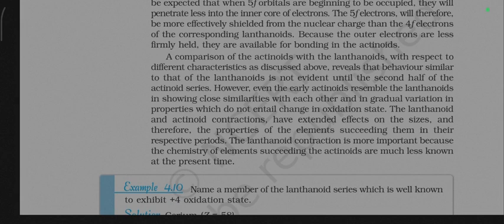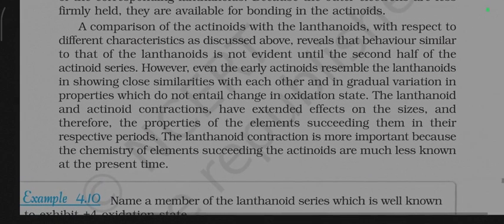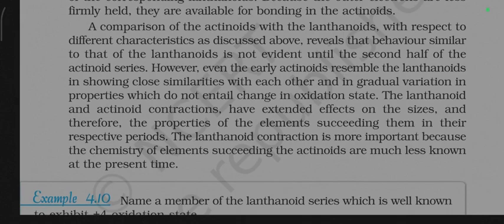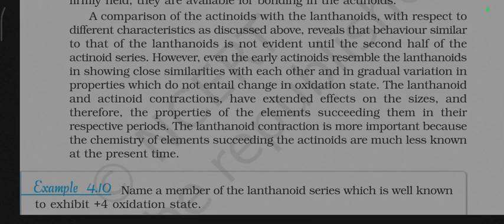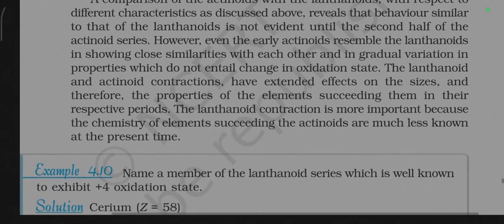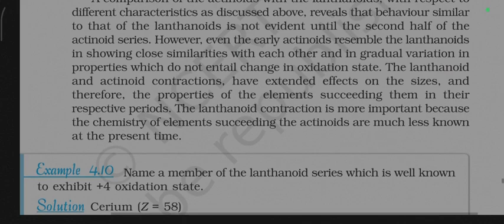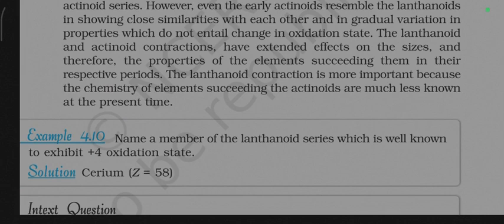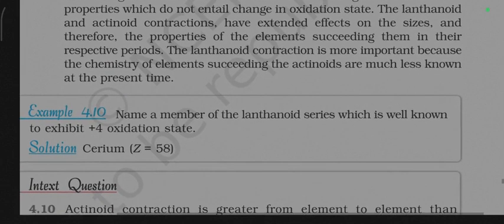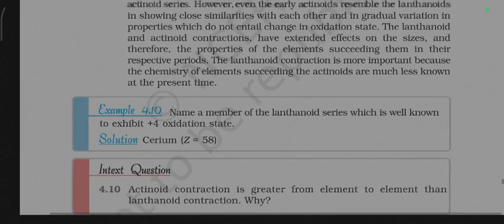Comparison of the actinoids with the lanthanoids with respect to different characteristics, as discussed above, reveals that behavior similar to the lanthanoids is not evident until the second half of the actinoid series. However, even the early actinoids resemble the lanthanoids in showing close similarity with each other and in gradual variation in properties which do not entail change in oxidation state. The lanthanoid and actinoid contractions have extended effects on the sizes and therefore the properties of the elements succeeding them in their respective periods. The lanthanoid contraction is more important because the chemistry of the elements succeeding the actinoids is much less known at present.